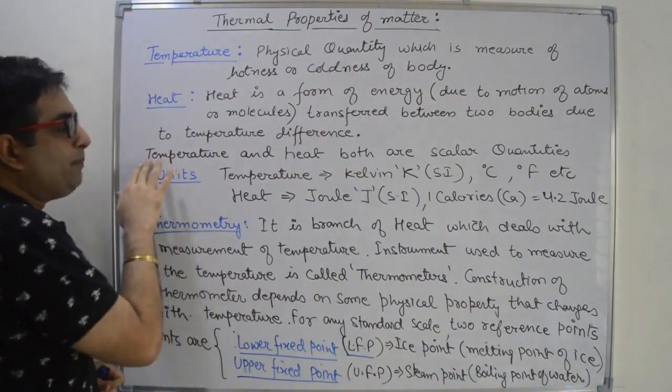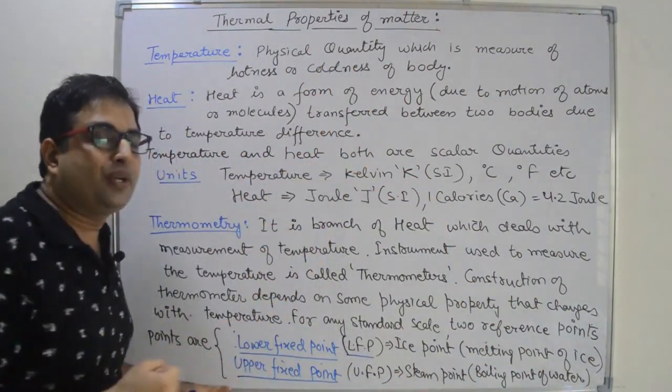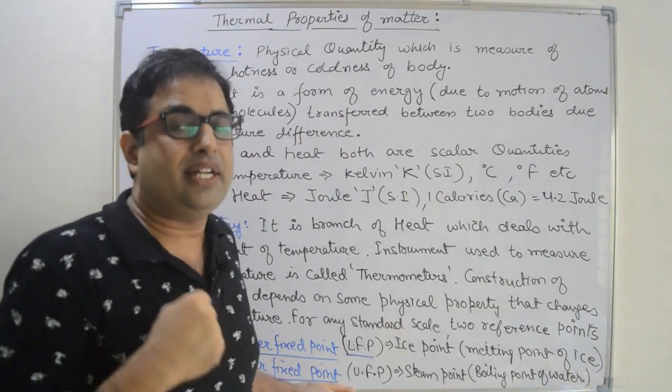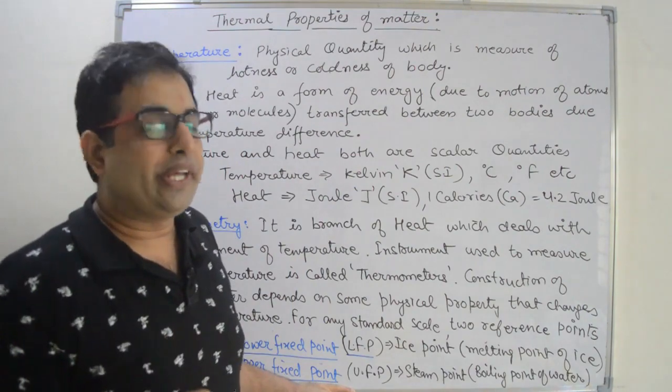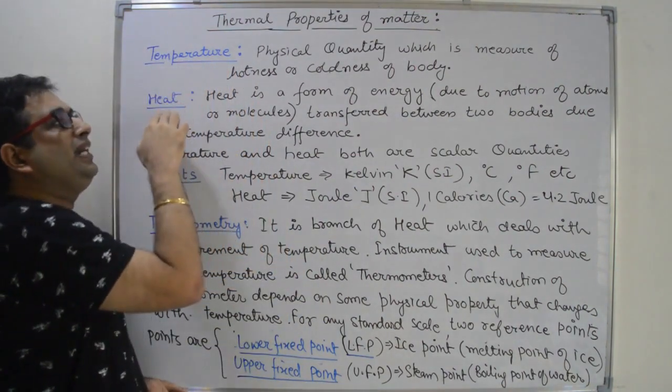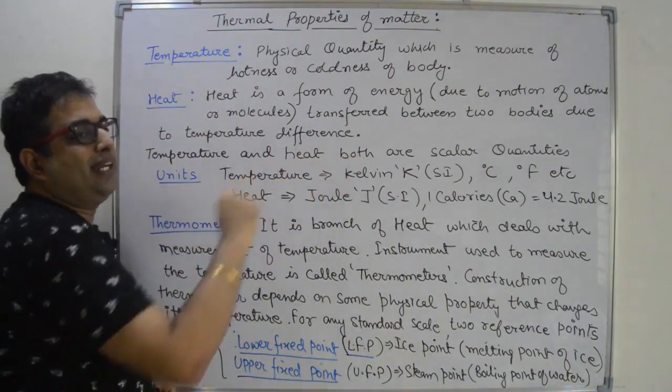Next, temperature and heat both are scalar quantities. Scalar quantities are the quantities having only magnitude, right? No direction. So both heat and temperature are scalar quantities.